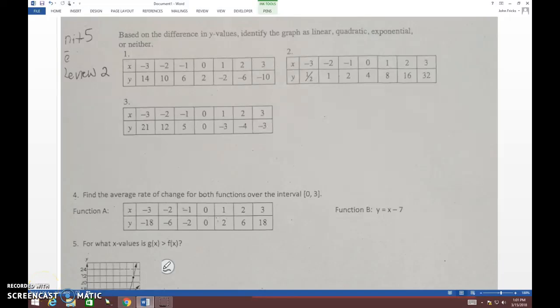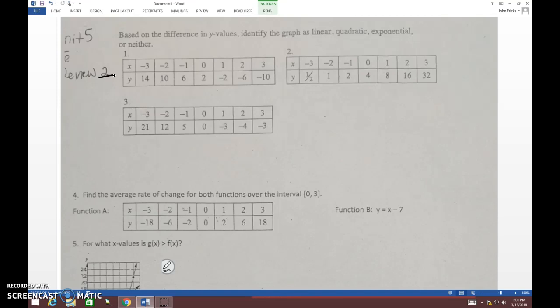Welcome to Unit 5 test review. Alright, this is the second one. So this will be your second one that you're looking at. Okay, it's going to have a 2 up here for you, okay? Alright, so working through these questions, very, very easy questions, starting with number 1. It just wants you to identify linear, exponential, or quadratic, or neither.